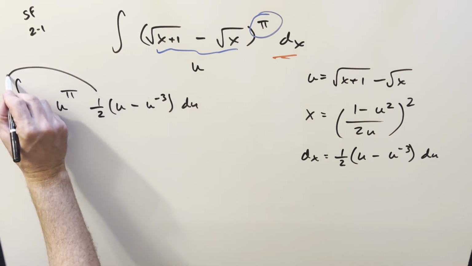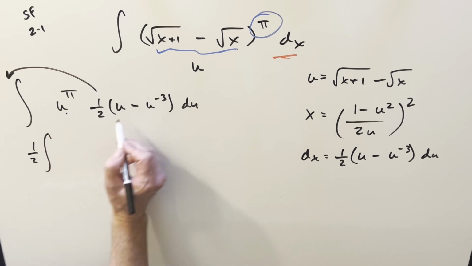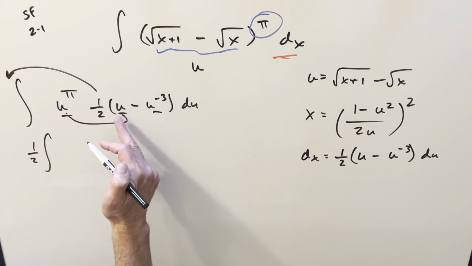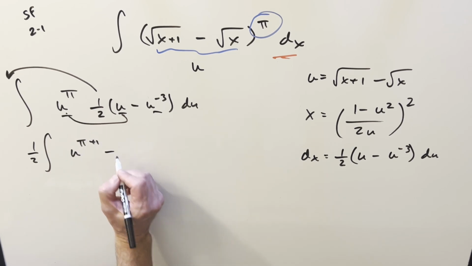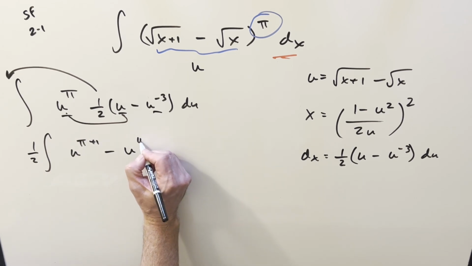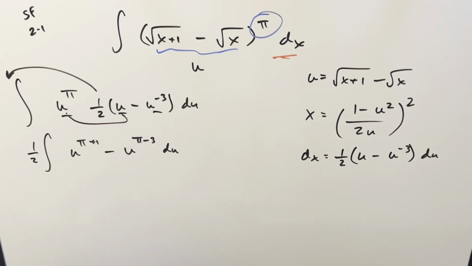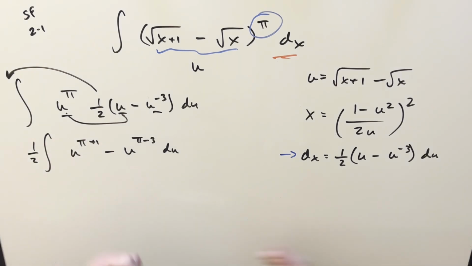But now we can rewrite this. I can take the 1/2 in front of the integral and distribute. We've got the same base everywhere here, so I can combine these. I can multiply u to the pi times u, and we get u to the pi plus 1. Minus, here this becomes u to the pi minus 3 du. Even though this part was kind of a mess and there was a lot of number crunching in it, this thing is just power rule, and it's going to be really easy.